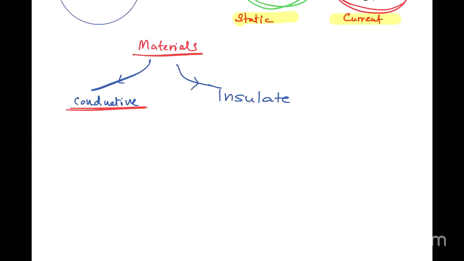So a conductive material, or conductor, means that the material can transfer electricity through its material or matrix, just a rough idea. And an insulator means it cannot conduct this electricity. So you need to know these terms and some examples as well.